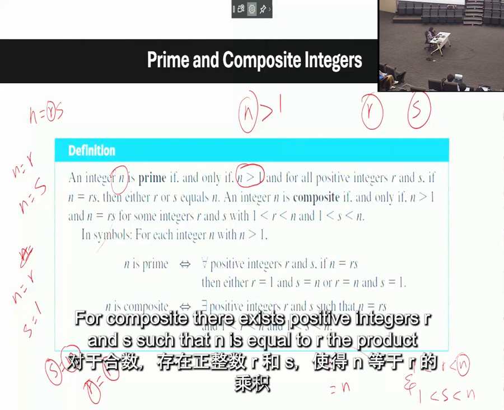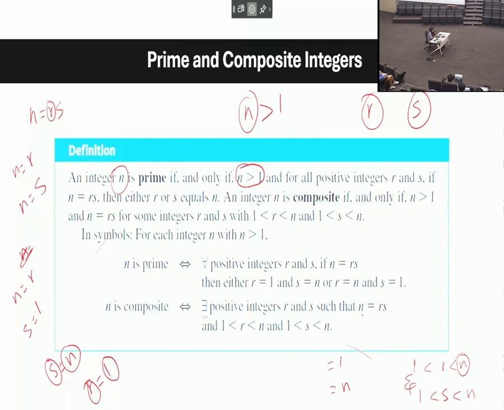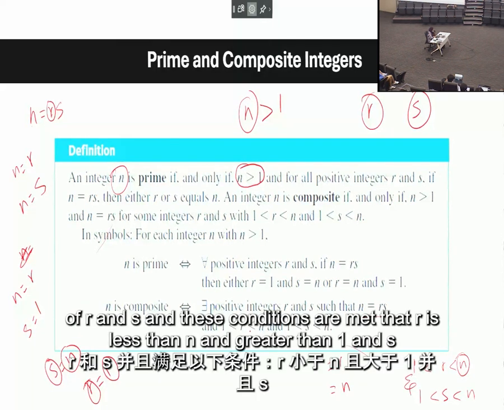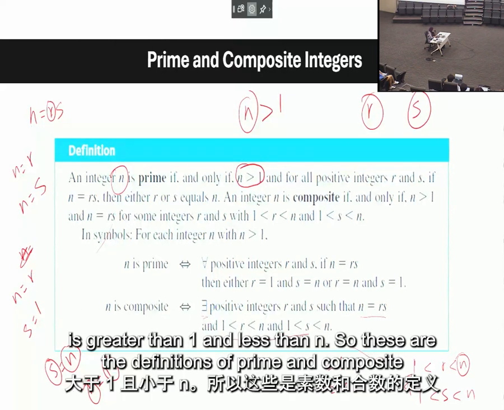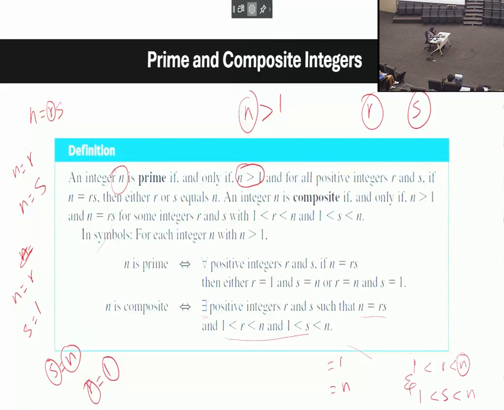For composite, there exist positive integers r and s such that n is equal to the product of r and s, and these conditions are met: r is greater than 1 and less than n, and s is greater than 1 and less than n. So these are the definitions of prime and composite integers.